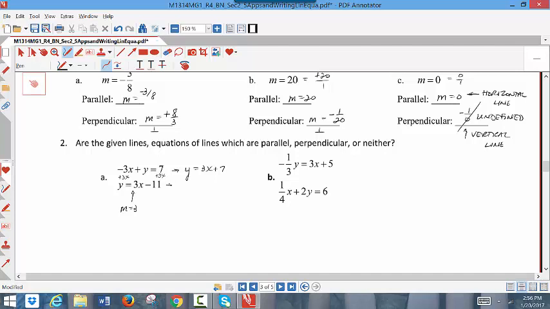So you have your two lines now, both in slope-intercept form. The slope of the top line is 3 and the slope of the bottom line is 3. So since they have equal slope, these two lines are parallel.